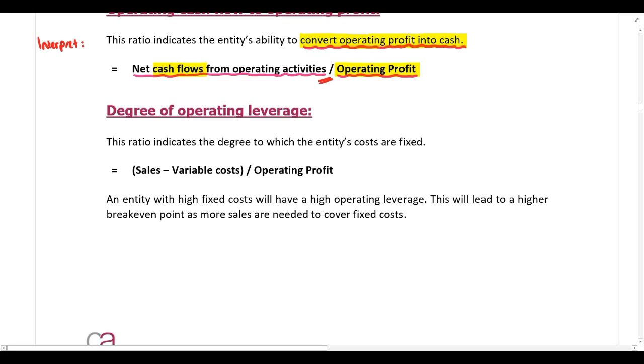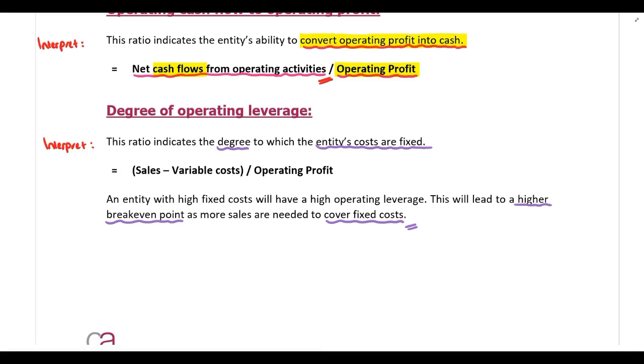Then the next ratio that you need to be able to calculate is the degree of operating leverage. And once again, I've got the interpretation for you over here. This ratio indicates the degree to which the entity's costs are fixed. And the reason why it's important to know this is if a company has very high fixed costs, they are going to have a higher break-even point because they will need to sell more in order to cover those fixed costs. So that's why this calculation is important.